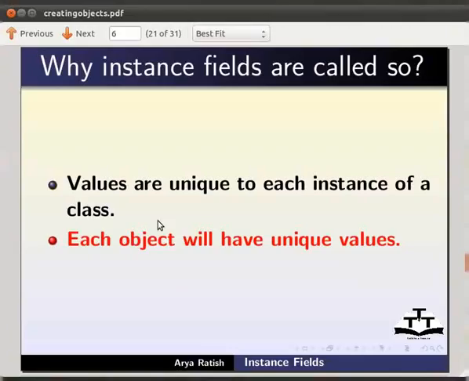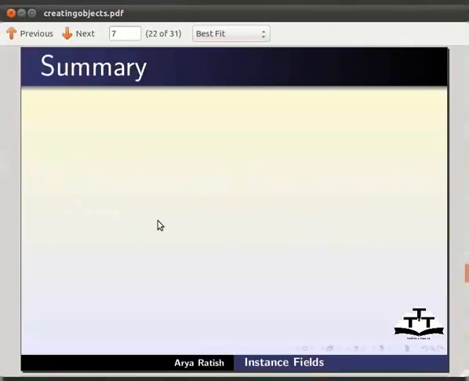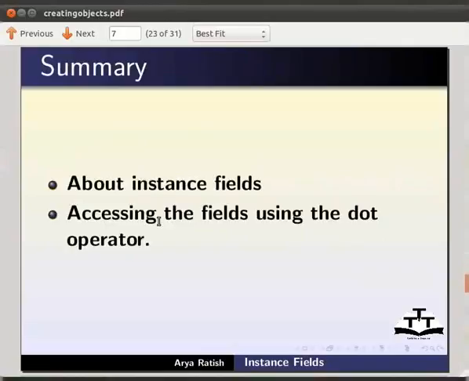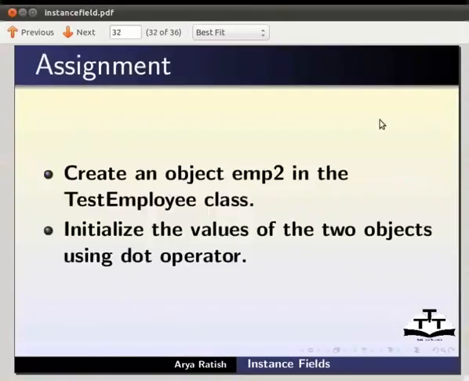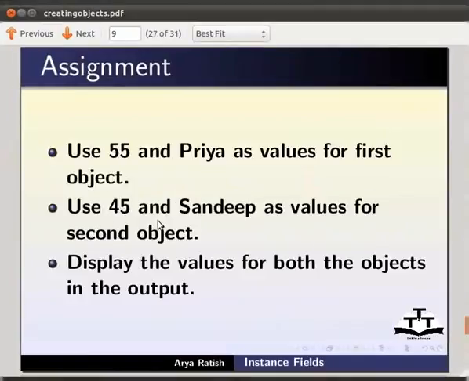So in this tutorial we learned about instance fields, accessing the fields using dot operator. For self-assessment, create an object emp2 in the TestEmployee class already created. Then initialize the values of the two objects using dot operator. Use 55 and Priya as values for first object. Use 45 and Sandeep as values for second object. Display the values for both the objects in the output.